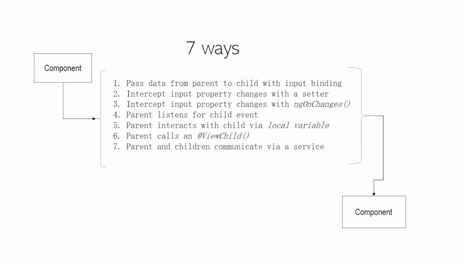And now this is the case: how many different ways can a component communicate with another component? There are 7 ways. I'm going to discuss each of them in this video with coding examples and also with explanation, because you need to know which way is better for which task.